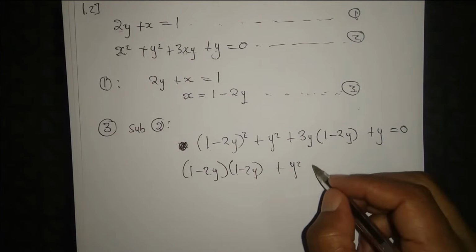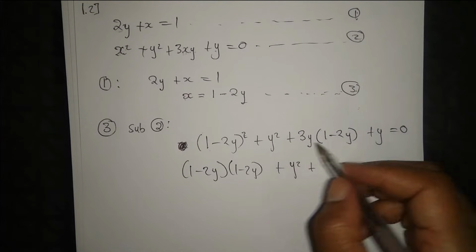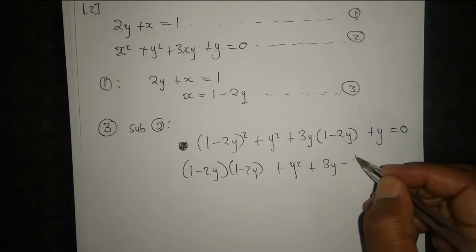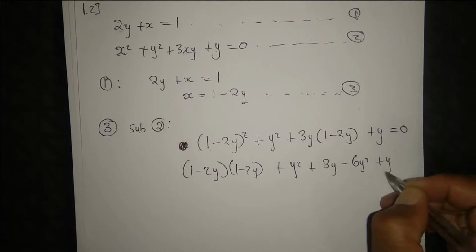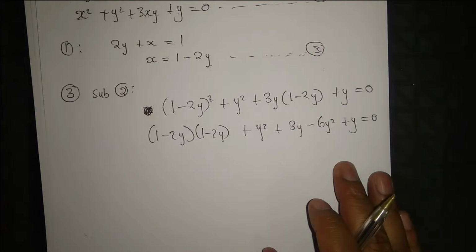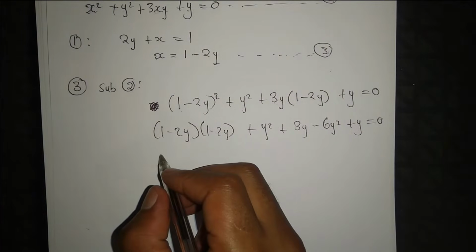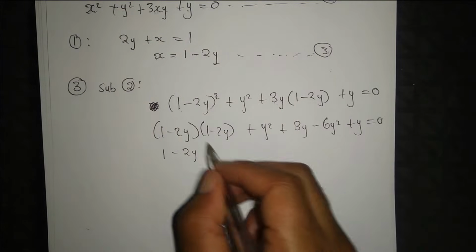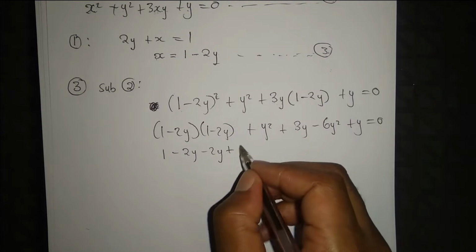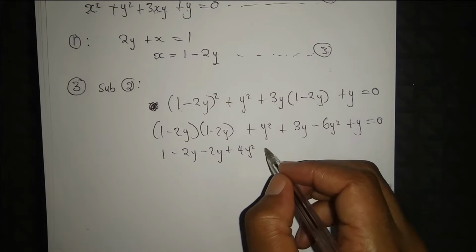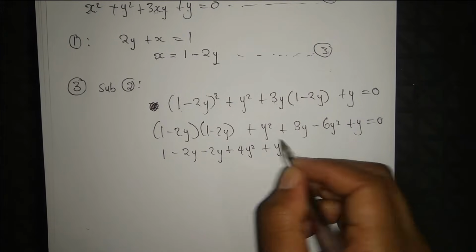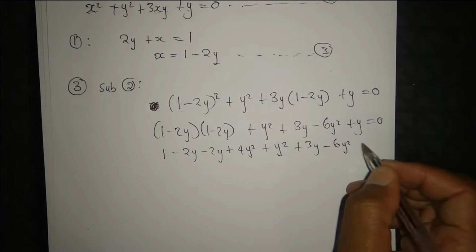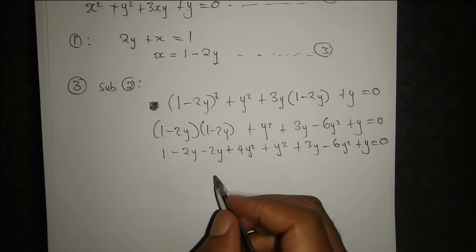Plus y squared plus 3y times 1, it's 3y. So it will be minus 6y squared plus y equal to 0. Then it's 1 times 1, minus 2y, plus 4y squared. I think I should simplify anything. So I write 6y squared plus y is equal to 0, right?